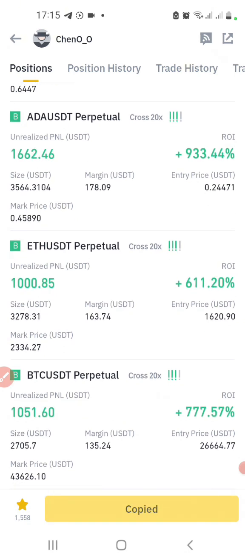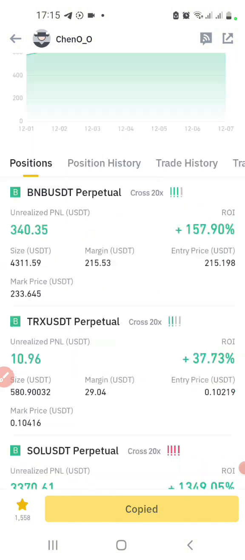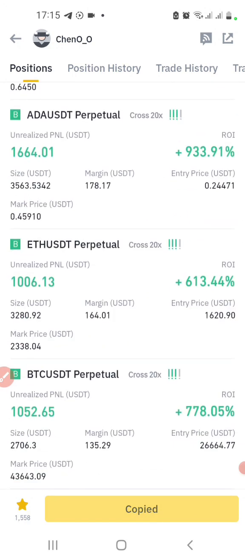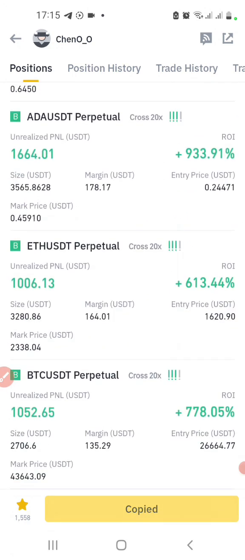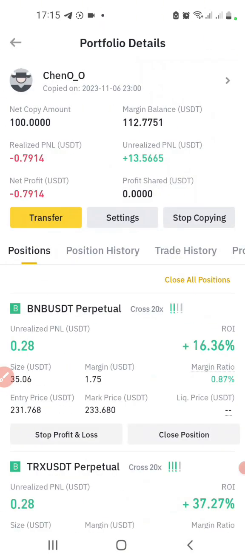Guys, by the time this guy closes all these trades, it will be like 10,000 plus, with barely $1,000. Yes, barely $1,000, and it's more than 10,000 as we speak here. Look at this, Ethereum 630% with 164 margin. That's the amount in the contract, and it's giving him $1,004. So guys, this is the copy trade.